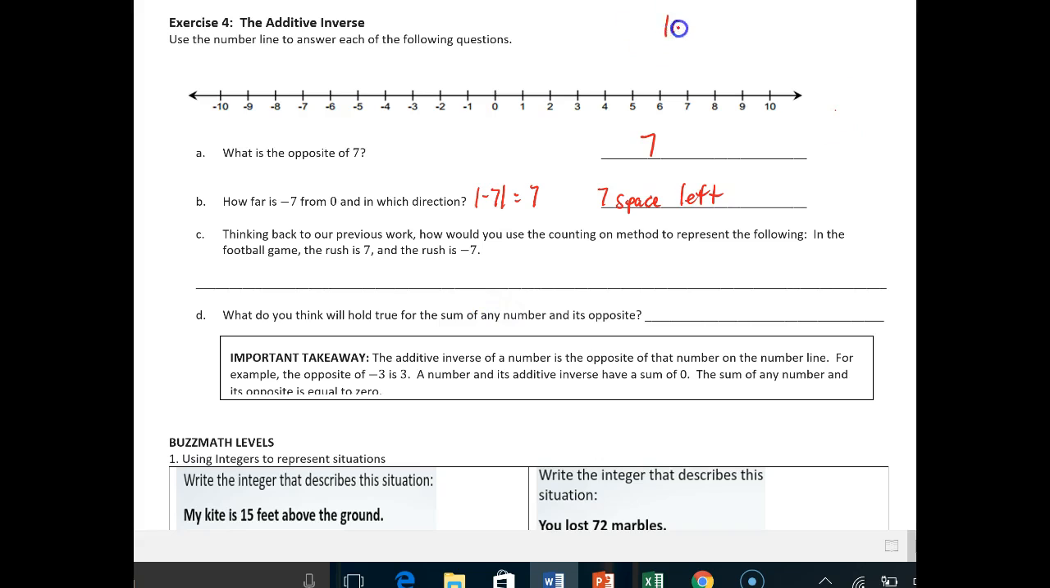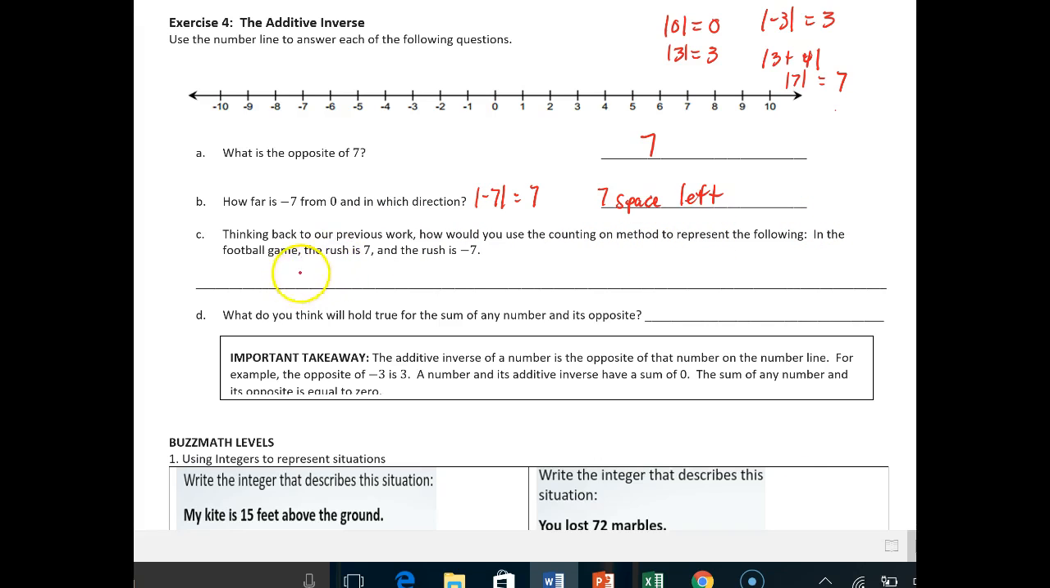Let me do a couple more. What's the absolute value of 0? It's 0. What's the absolute value of 3? It's 3. What's the absolute value of negative 3? Still positive 3. What about 3 plus 3 plus 4? Well, 3 plus 4 is 7, so basically this is saying what's the absolute value of 7? It's 7, right?